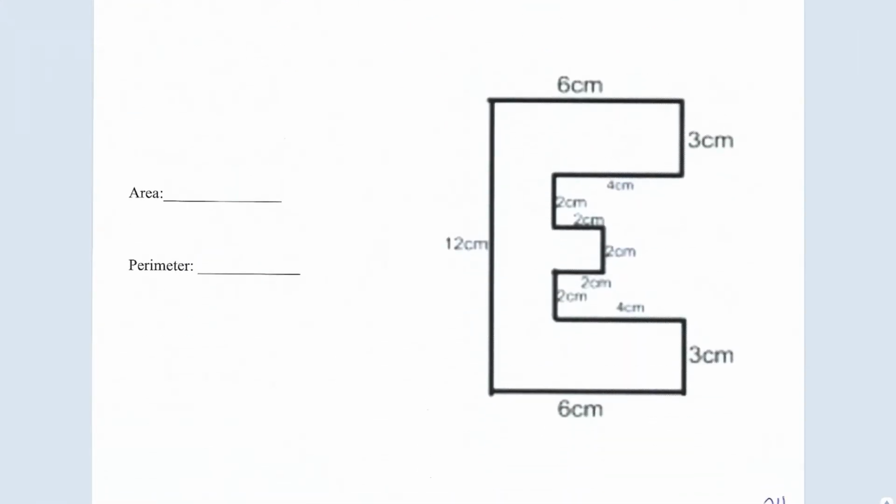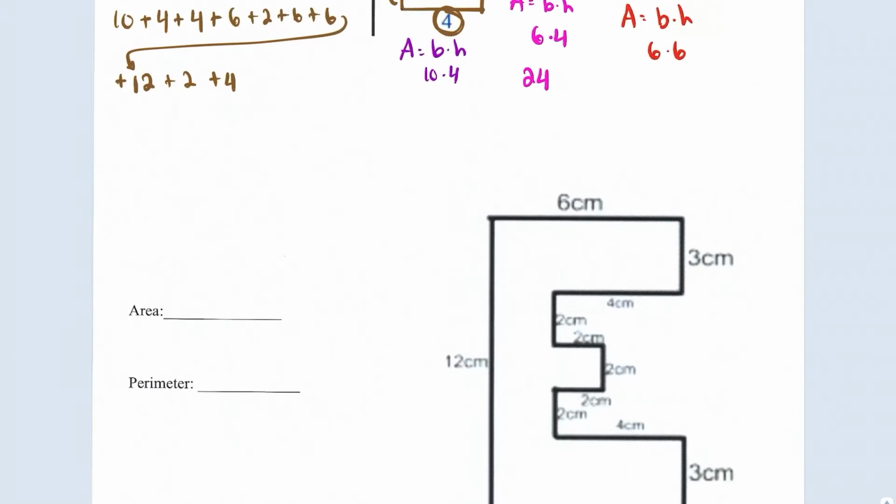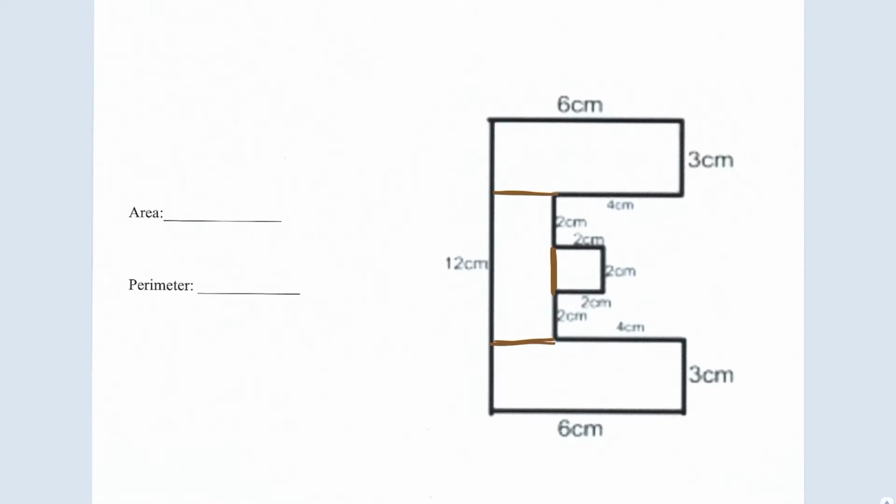All right, another problem. Let's go ahead and do the same type of thing. We're going to split this letter E into shapes we know how to find the area of. So I see a rectangle there. I see the same exact rectangle on the bottom. And then I can create a little square there. And there we go. Okay.